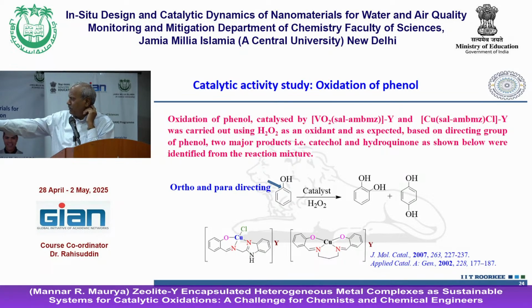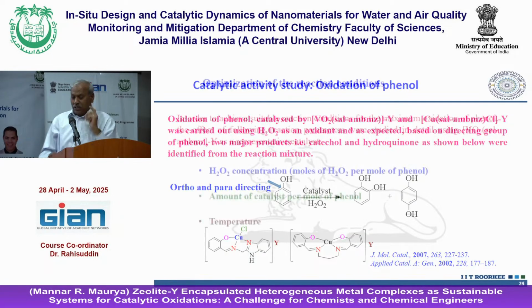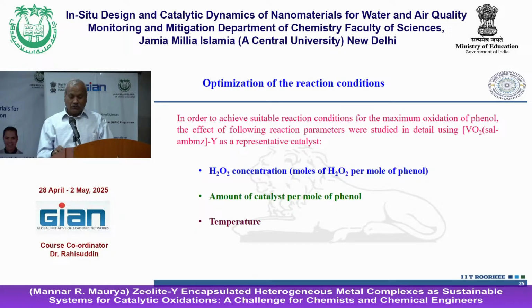This is the Schiff base type of ligand, the second one a copper compound. Okay, you see that it should be ethylene diamine, it is propylene diamine. That is the one. Okay, so how to see that? That was the first thing, to see the optimization conditions for that, because we are using an oxidant. So how much oxidant is required to get the best result? How much catalyst is required to give the best result? And if we are doing the reaction in solvent, how much temperature is required?